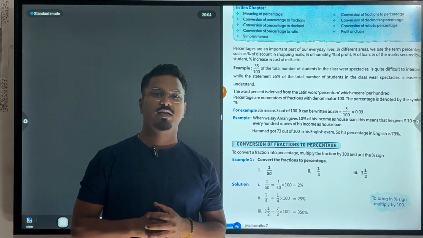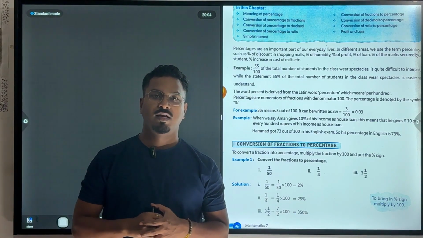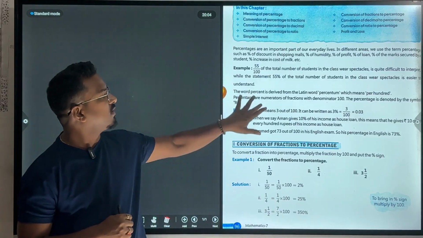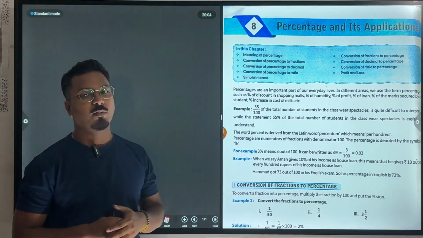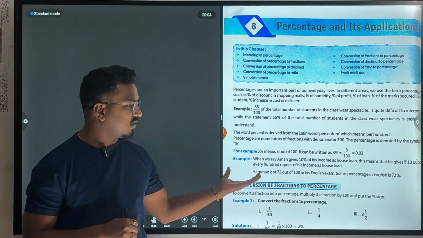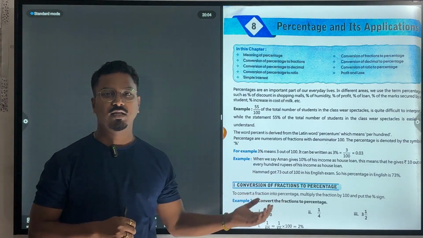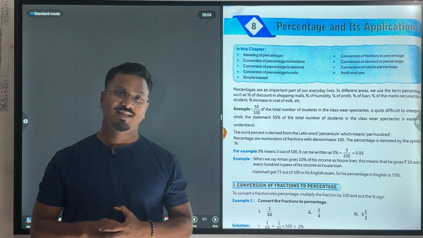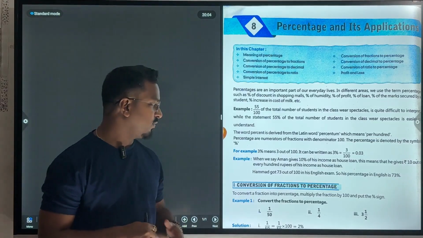Today we will discuss a chapter from class 7, and the name of the chapter is percentage and its application. In the chapter I will just explain a few terms and then I will do all the exercise. Now, first we come with the percentage.